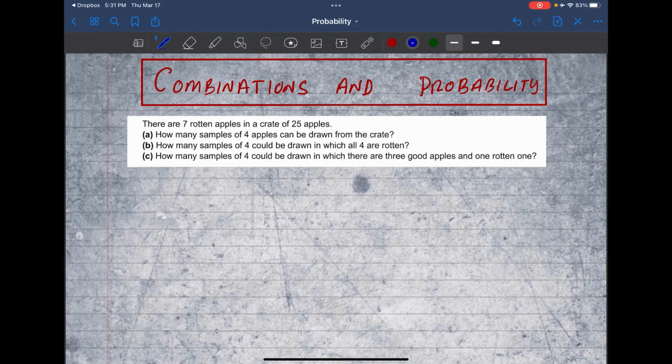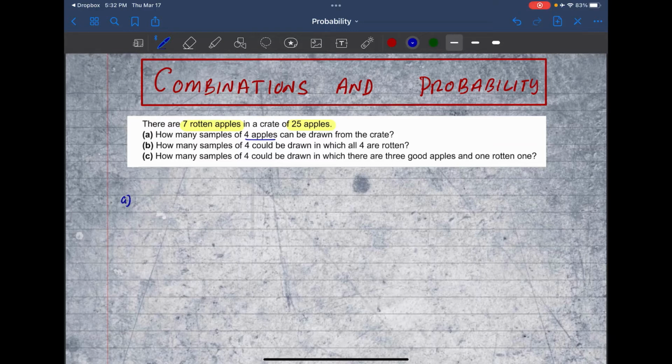Let's go ahead and work out this problem. There are 7 rotten apples in a crate of 25 apples. So there are a total of 25 apples, 7 of them are rotten. We want to know how many samples of 4 apples can be drawn from that crate.